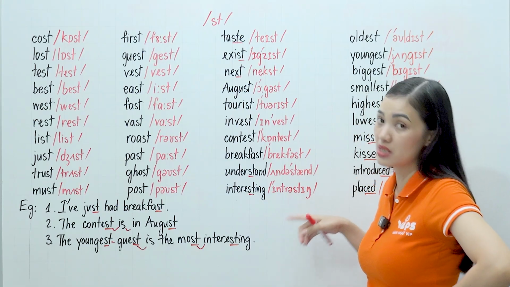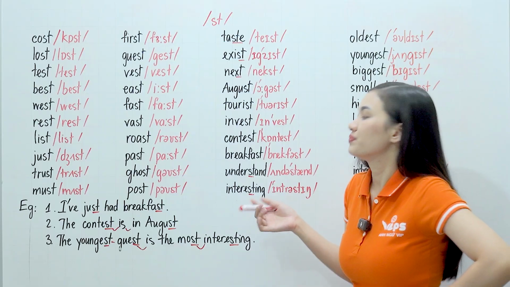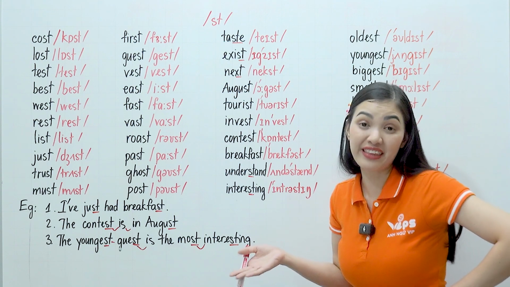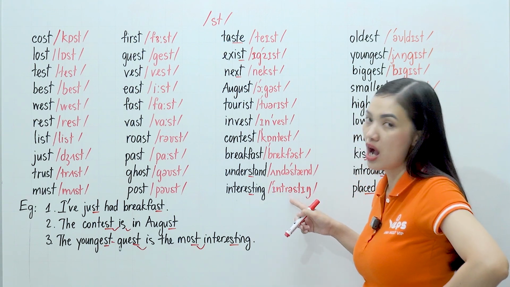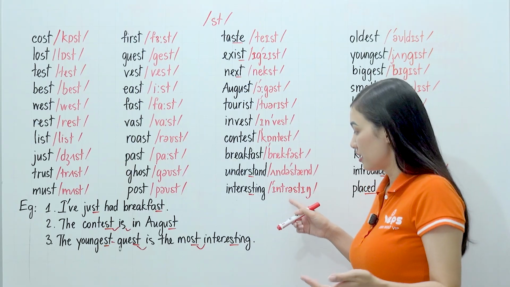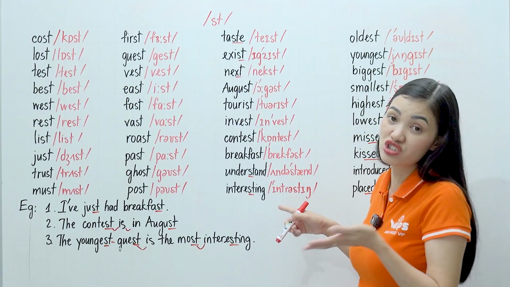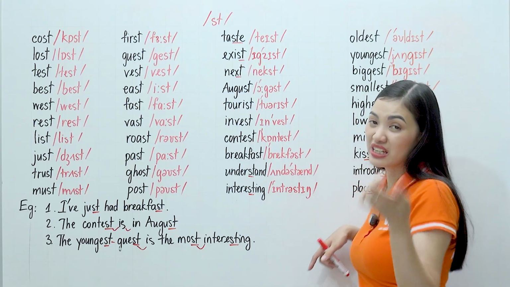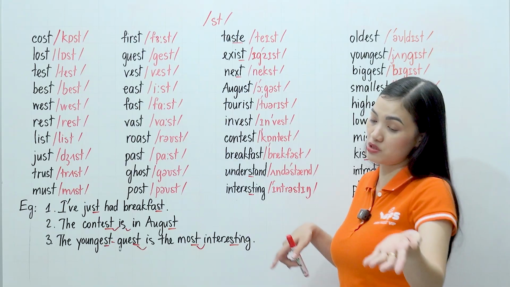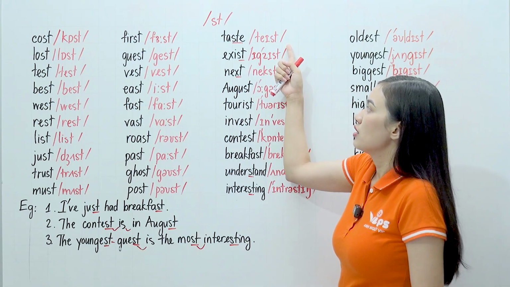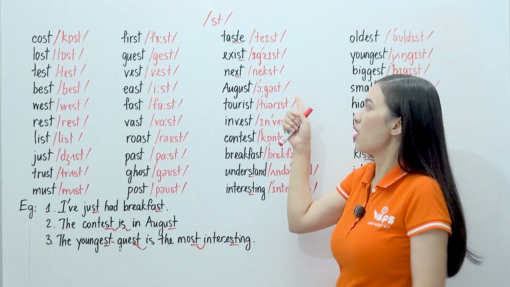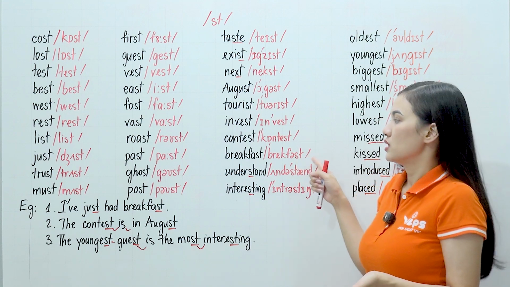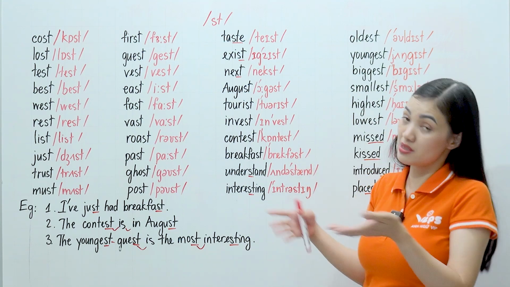Here, interesting. A lot of people would say interesting or interesting. No, interesting. Or we can use the same, interesting. But by the way, you have to remember S in the middle. So interesting. Now, taste, exist, next, August, tourist, invest, contest, breakfast. Understand? Interesting. That sounds interesting, huh?